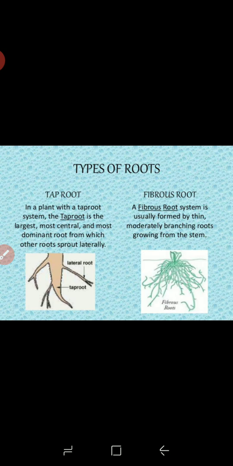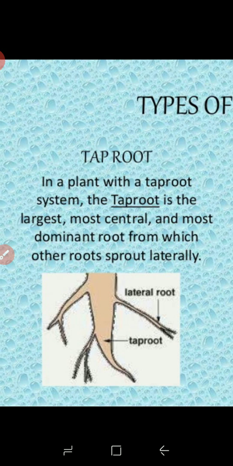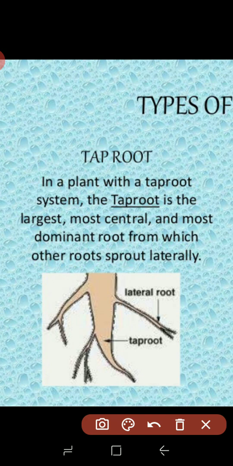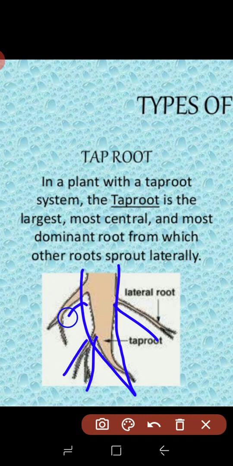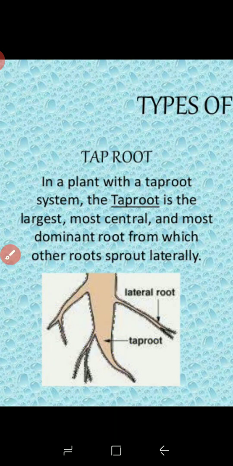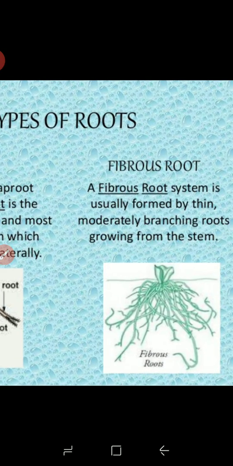Then there are two types of roots. The first one is the taproot, the second one is the fibrous root. So let's take a look at the taproot. In a plant with a taproot system, the taproot is the largest, most central and most dominant root from which other roots sprout laterally. In a taproot you can see only one single root, with very few branches, but a very big single root. Now what about the fibrous root?